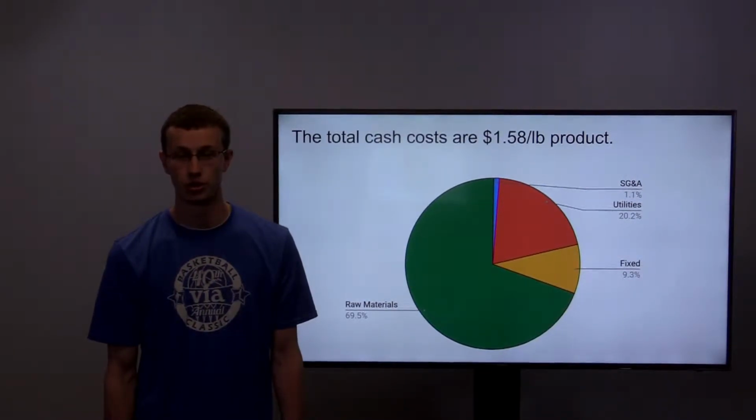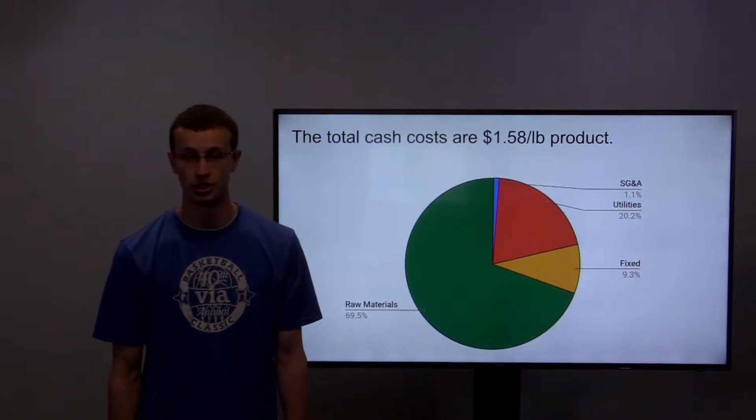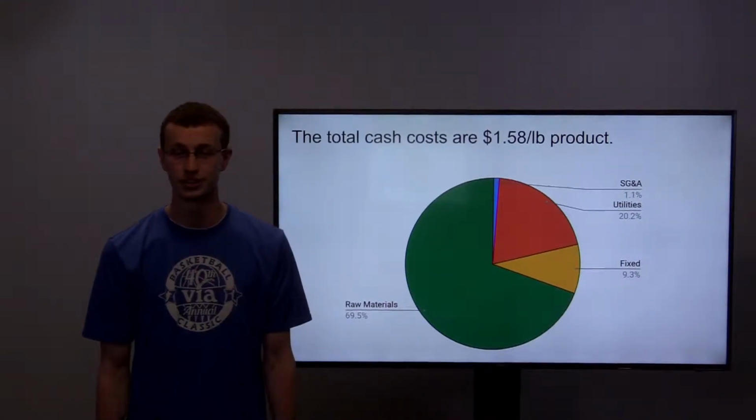Due to the low product sales in comparison to the costs, the SG&A costs account for only 1% of the total cash costs. The fixed costs account for 9% of the total cash costs.